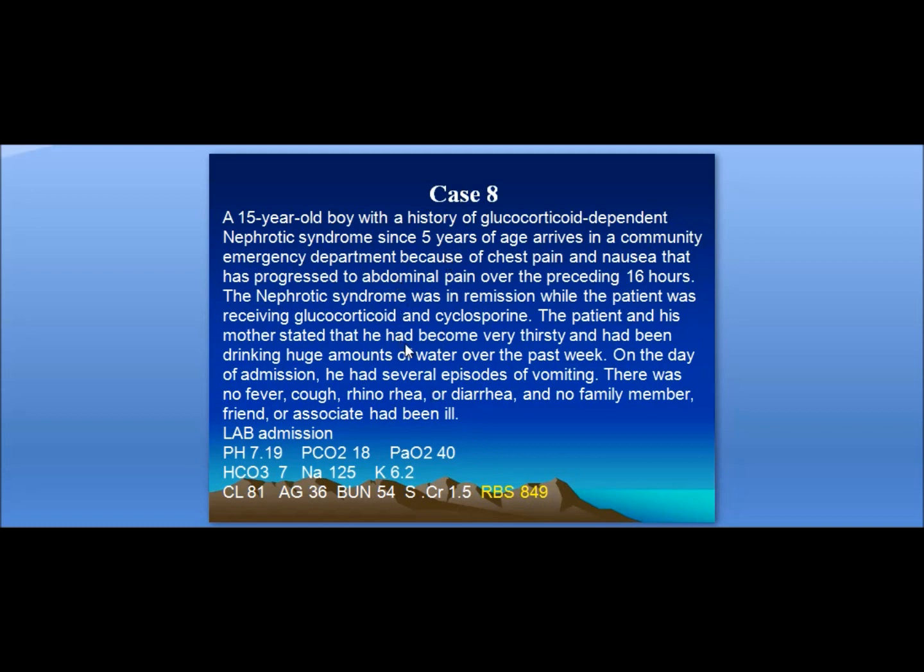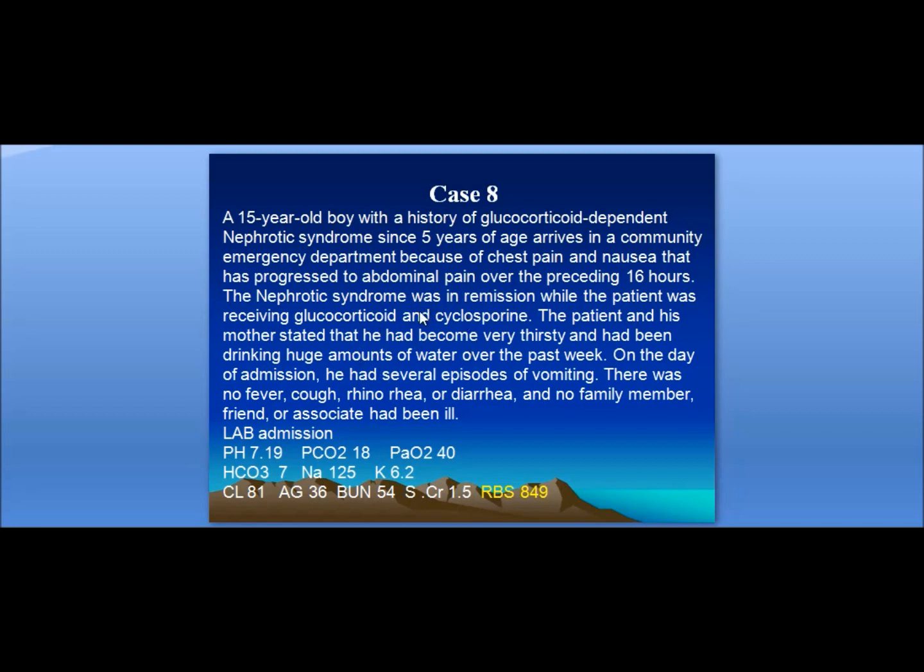Number 1, this patient was on steroid for a long period, more than 5 years, and this steroid most probably developed 2 pathologies. Number 1, steroid stimulates carbonic anhydrase, the retention of bicarbonate, loss of chloride. This means that this patient will develop or is expected to develop hypokalemic metabolic alkalosis.